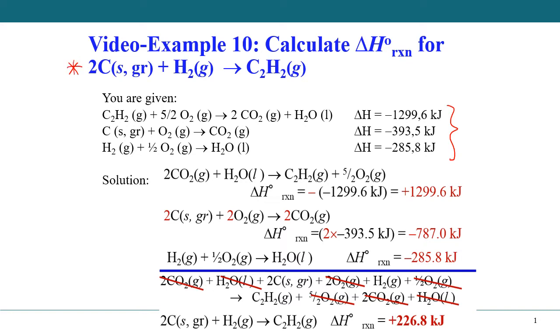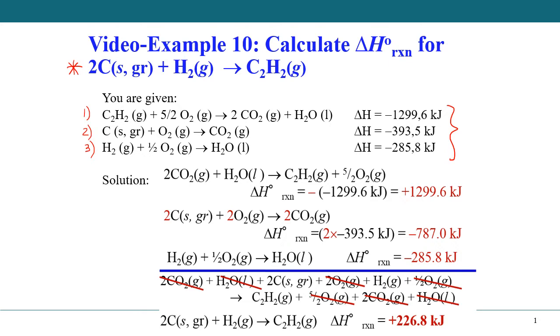We want to get the carbon and the hydrogen on the left, and we want to get the acetylene on the right. We're given three reactions, 1, 2, 3. So here we have acetylene plus 5/2 oxygen goes to 2 carbon dioxide and water, and there's the delta H value for that reaction. We then have carbon plus oxygen going to carbon dioxide with a delta H for that reaction, and reaction 3 is the reaction of hydrogen and half an oxygen to give us 1 mole of water in the liquid phase. How are we going to solve this problem?